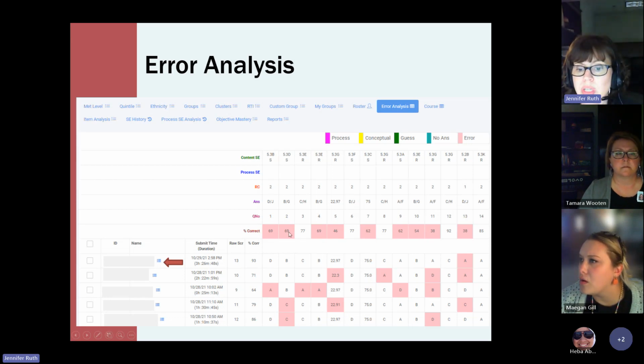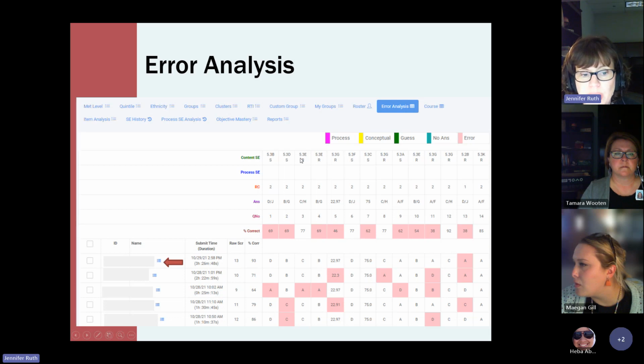Up here at the top, you see the percent correct for your class, so you can see which questions were particularly hard, particularly difficult, for your class. You see what the correct answers were. And then you can see what reporting category it came from and the TEK up here at the top.